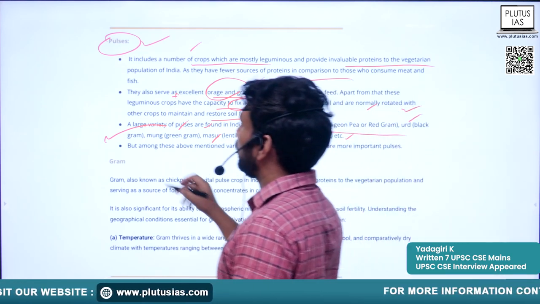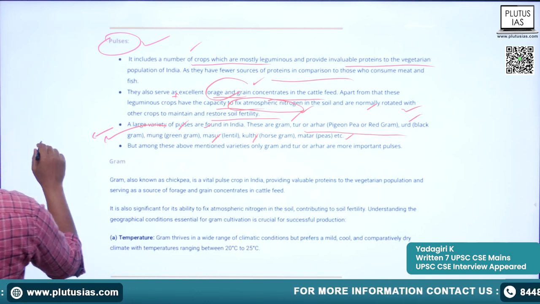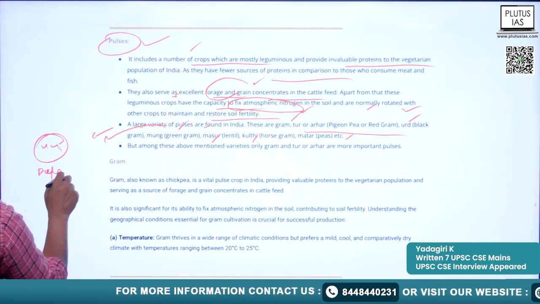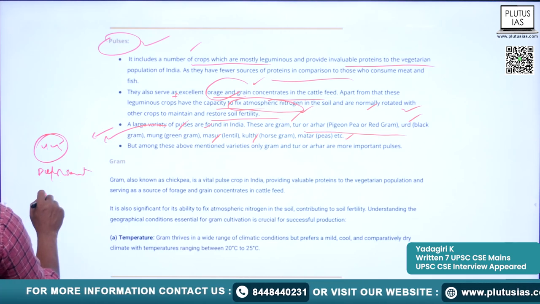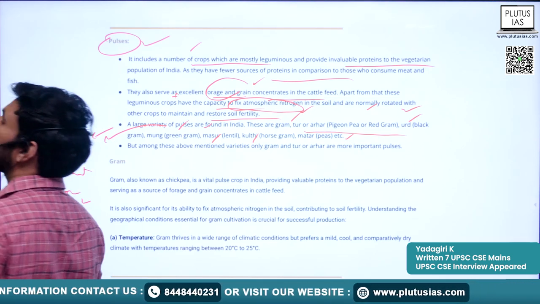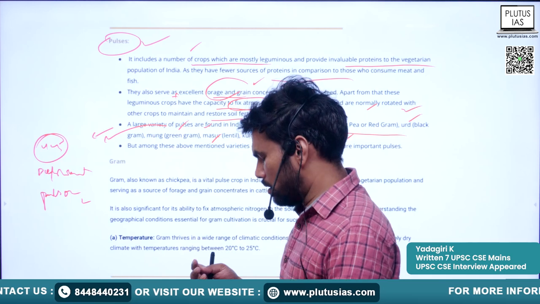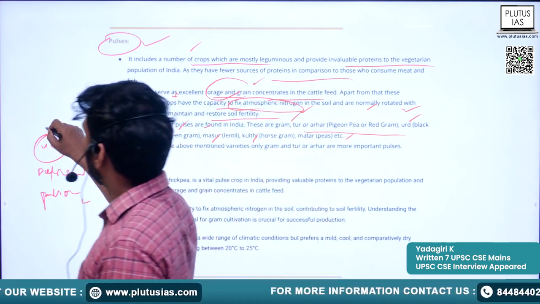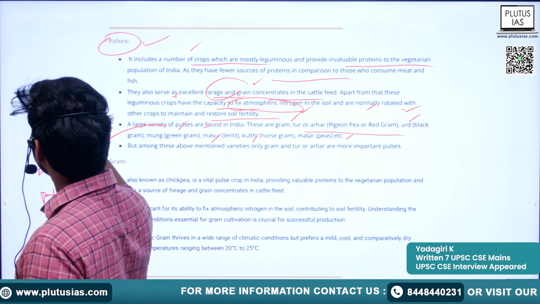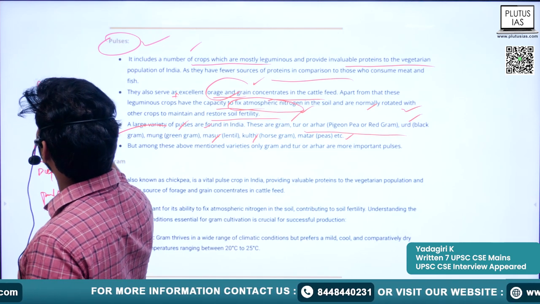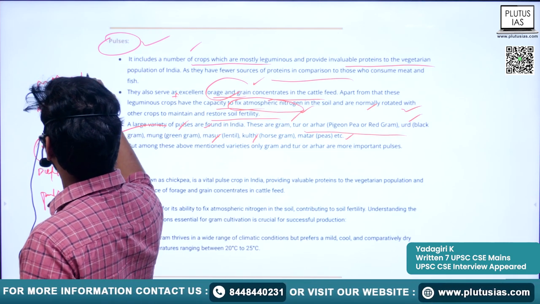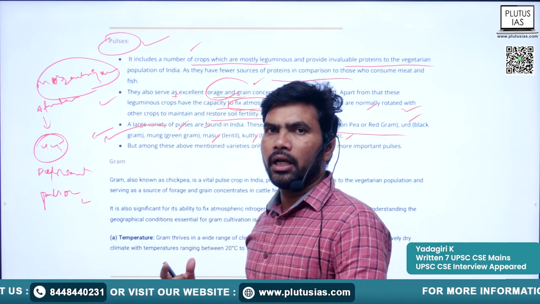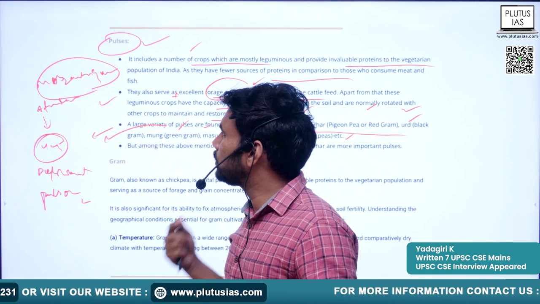So earlier, 4 to 5 years back, India was deficient in pulse production. We were importing lakh tons of pulses from other countries, especially African countries. With Mozambique, we have a special agreement for importing a dedicated amount of pulses.